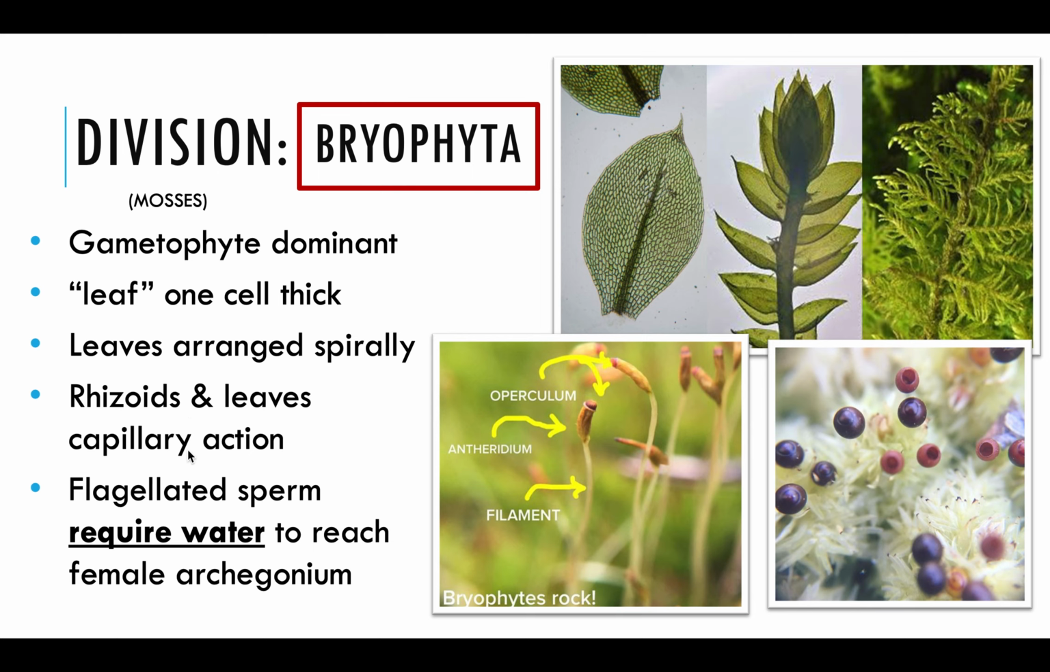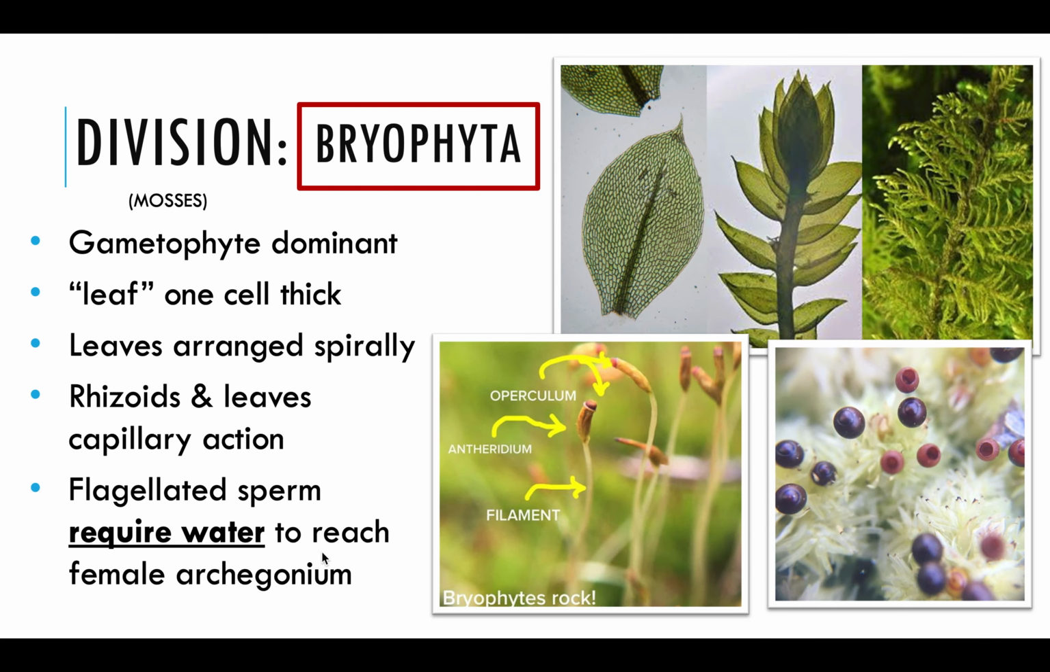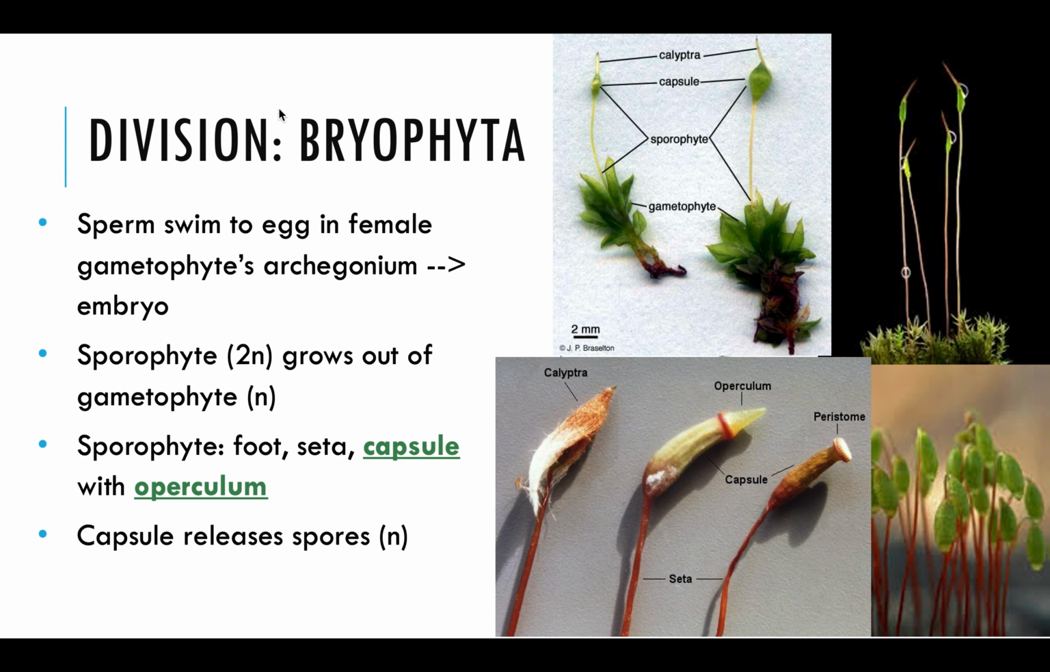We have leaf-like structures that do exhibit capillary action, so some water is retained in there. And then we still have flagellated sperm that requires water to reach the egg house, the archegonium. So when we get to our reproduction, the sperm, again, same situation. It's going to swim to the egg, which is located inside that archegonium. I highly recommend making a Quizlet for all these terms.